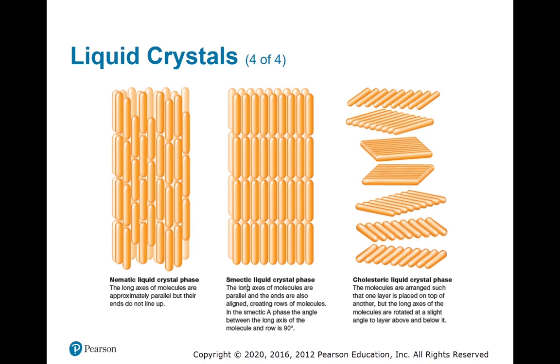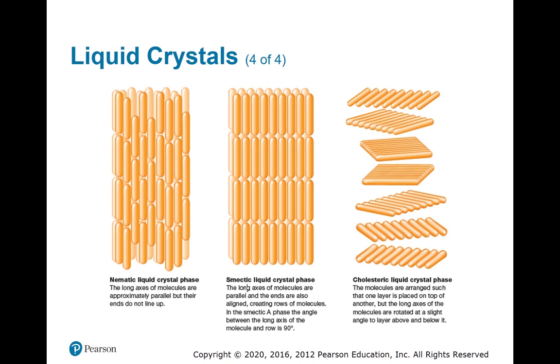There are actually a few different types of liquid crystalline phases, shown here. Nematic liquid crystal phases have the molecules in parallel orientation, but not aligned end to end. Smectic liquid crystalline phases are aligned both parallel and end to end, and cholesteric liquid crystal phases have the molecules aligned in parallel planes rotated at an angle to each other.